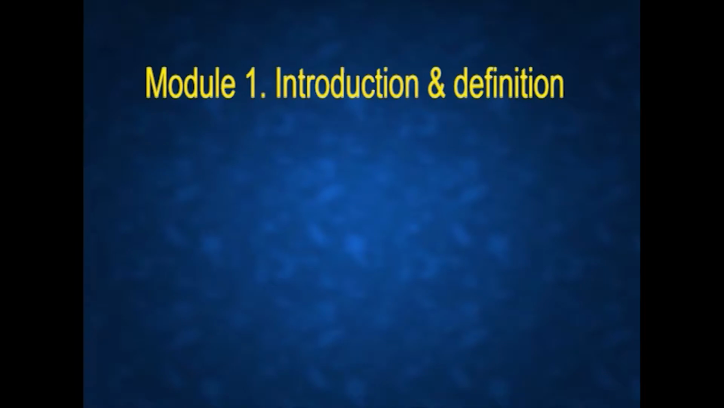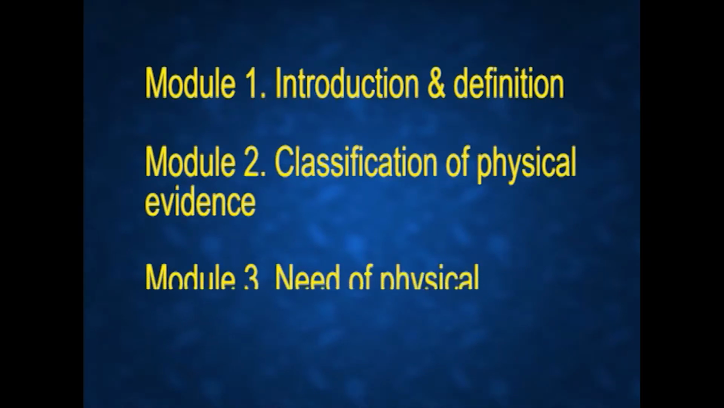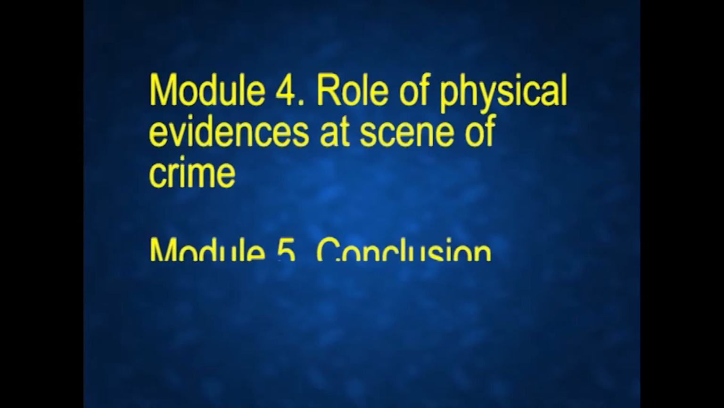Module number 1 will cover the introduction and definition. Module number 2, the classification of physical evidence. Module number 3, need of physical evidences. Module number 4, role of physical evidences at the scene of crime. And the last would be the conclusion. Coming to the introduction and definition first.